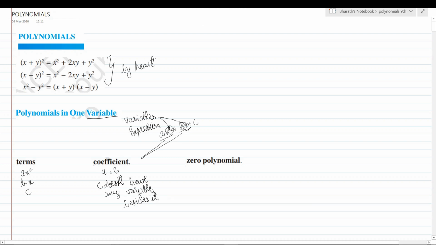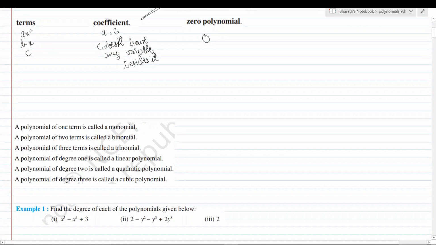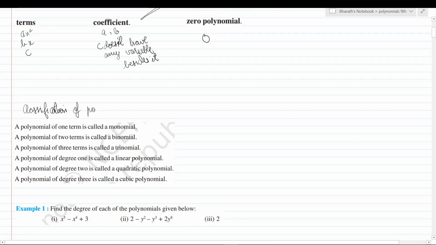Now when you come to the zero polynomial, it is nothing but 0, which does not have any degree, any coefficient, no term. 0 itself is a term. Now let's go to the topic classification of polynomials. Polynomials are classified on terms and degree.